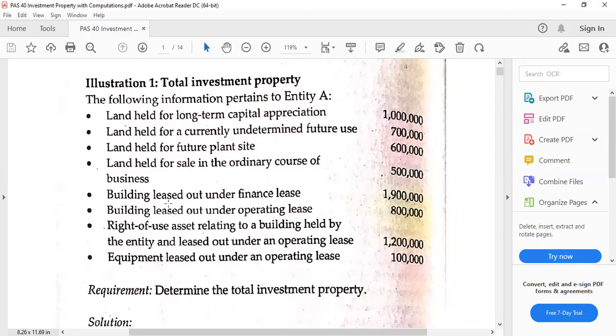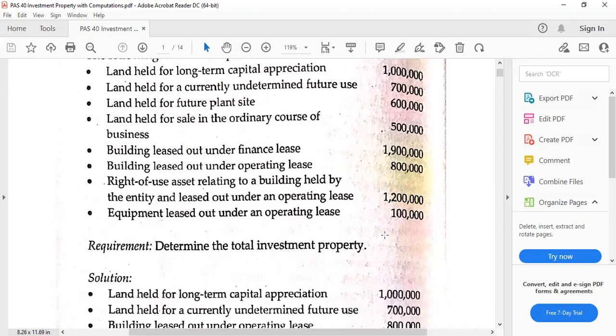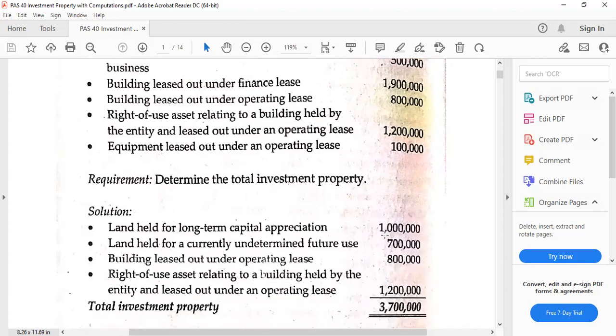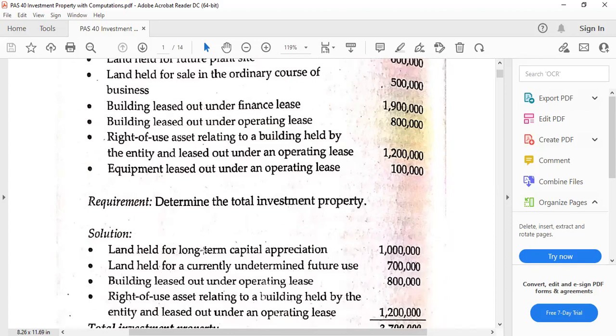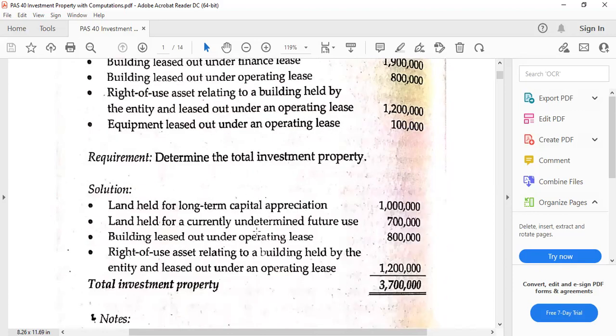And here are the line items or the account titles which are provided. Let us always take note that if you're asked about investment property, we focus on land and building only. So let's begin. Our total investment property would only be land held for long-term capital appreciation as discussed. We want the value of the asset to increase over time.